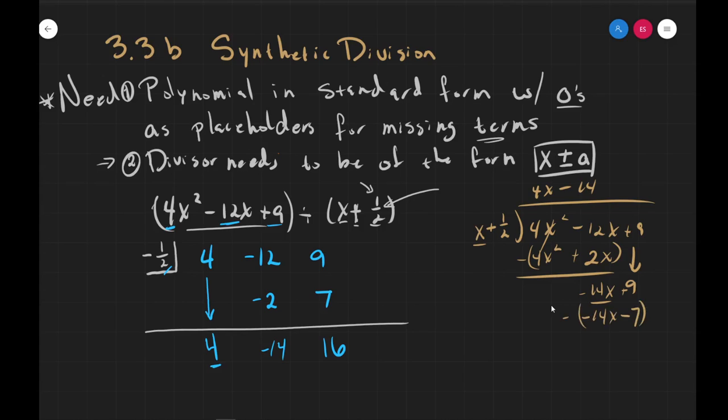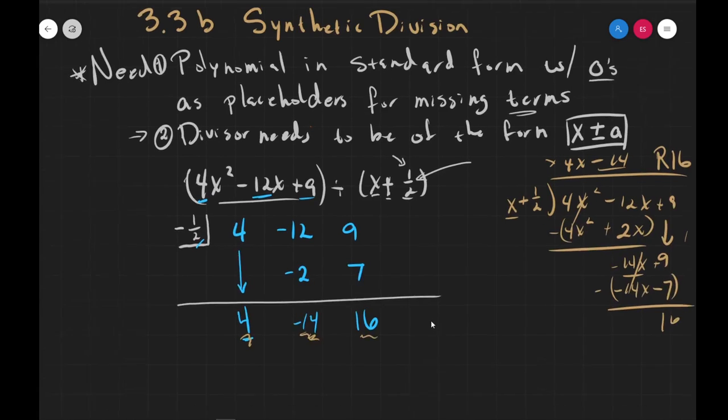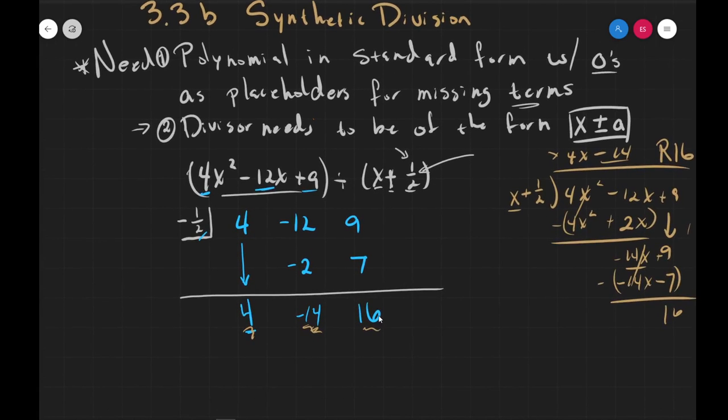And then if we subtract this, negative 14x minus negative 14x, those cancel. 9 minus negative 7 is like adding, so that's going to give us 16. So we have 4x minus 14, remainder 16, since there's nothing left to bring down. Okay? So that's where these numbers come from. The 4 is our 4x, our negative 14 is our negative 14, and our 16 is our remainder. So we could take this problem that we got here, and say, all right, this becomes 4x, this becomes minus 14, and then this is remainder 16.